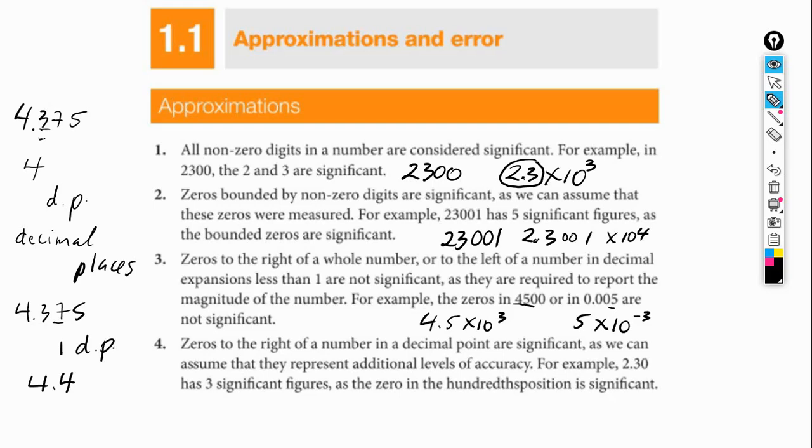Finally, point 4, it says that zeros to the right of a number in a decimal point are significant, as we can assume that they represent additional levels of accuracy. For example, 2.30 has three significant figures, as the zero in the hundredth position is significant. So that means that if you have 2.30, this zero is significant after the decimal place because it's telling you that this is a measurement that has an accuracy to the hundredth position. So if we had another zero here to the right of this zero, this would also be significant because then it would mean that your accuracy would be to the 1,000th position.